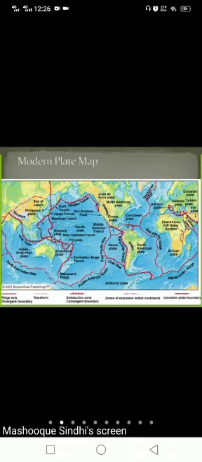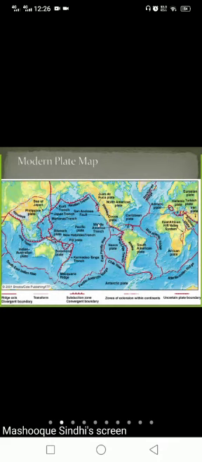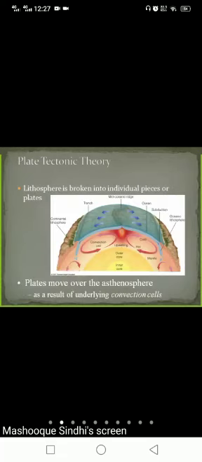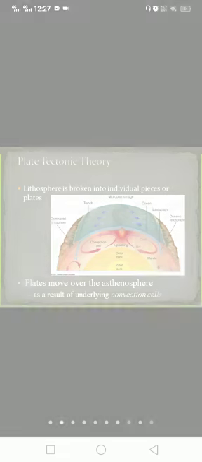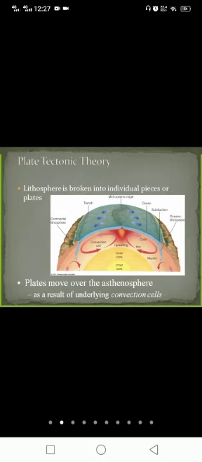We have different plates. These are parts of the uppermost crust plus the mantle lithosphere. These pieces are broken from each other: South American plate, North American plate, East African Rift Valley system. These are the different pieces of the uppermost layers of the earth, which is termed the lithosphere. So this lithosphere is broken into individual pieces or plates, which we call tectonic plates.